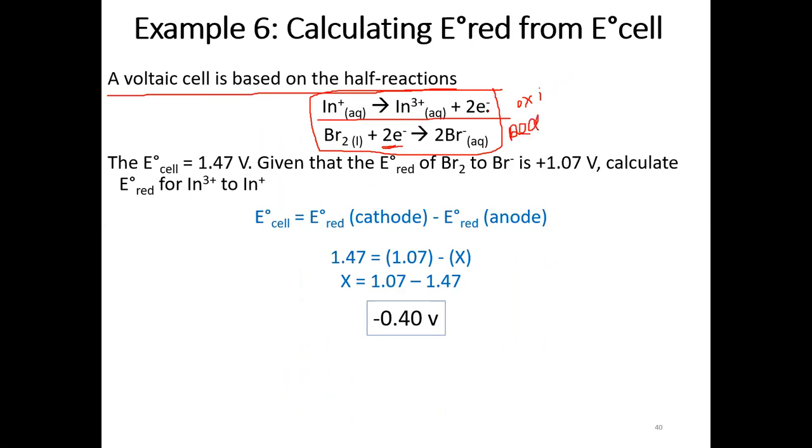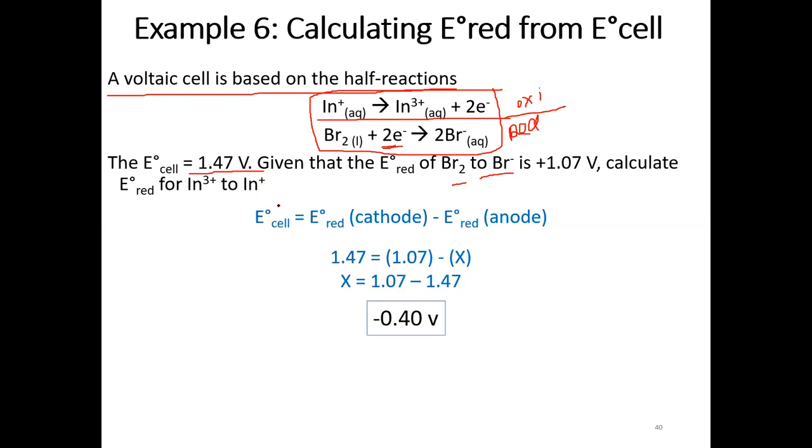Whenever you see the electrons on the product side of a half reaction, then you know that electrons are lost, and that's where we call it oxidation. The E cell is already given to you, which is 1.47 volts. Given that the E reduction of diatomic bromine to bromide ion is plus 1.07 volts, calculate the E reduction for indium 3 plus to indium plus. That's what we want to do.